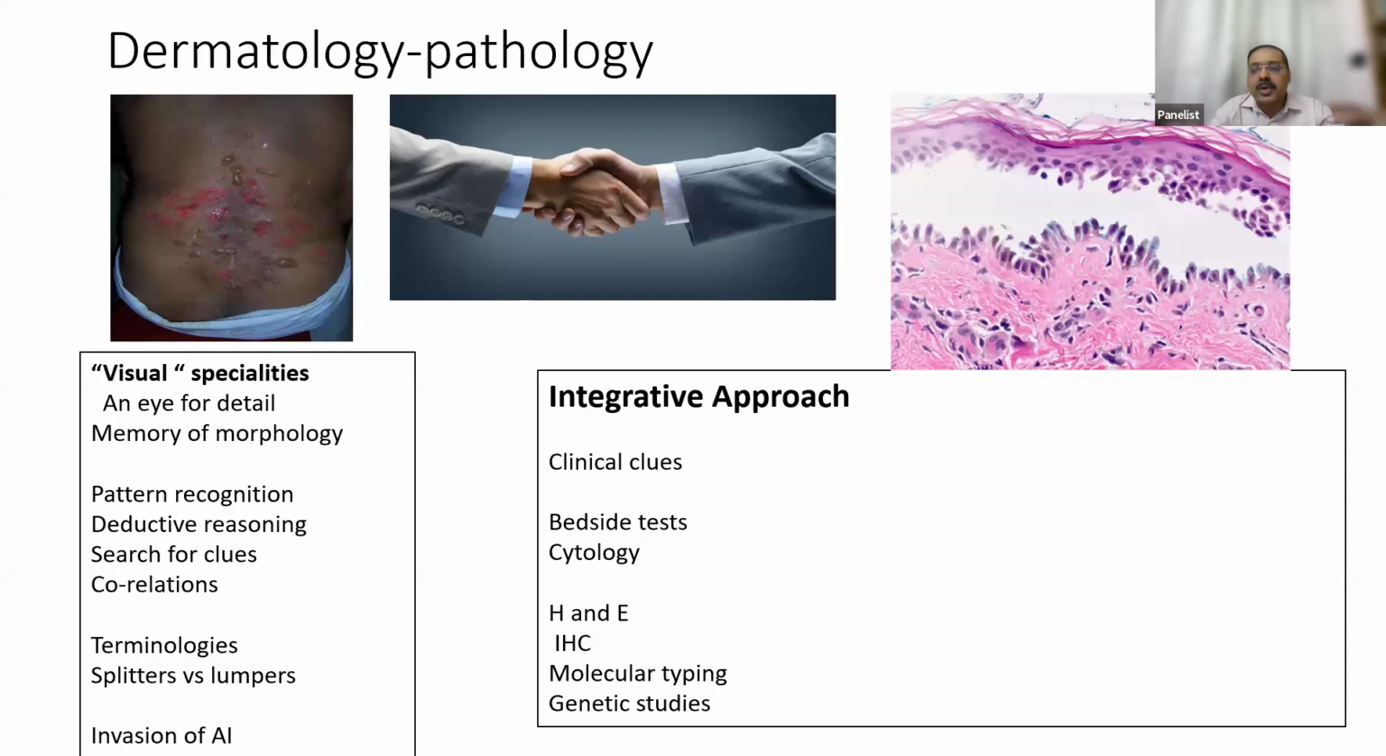We try to split them into different diagnoses. And some people say this is all the same, so we lump them into one diagnosis also. And of course, both of us have been affected by the invasion of AI because we are a specialty which is very visual and there's a lot of reasoning going on. So machine learning is easier to experiment on in our specialty. But ultimately, what is required is an integrated approach. We look for clinical clues, we do the bedside test, we do the cytology, the H&E is done, the IHC is added on based on inputs from the pathologist. We do molecular typing and genetic studies to finally arrive at a diagnosis. So partnership is absolutely essential in dermatopathology.